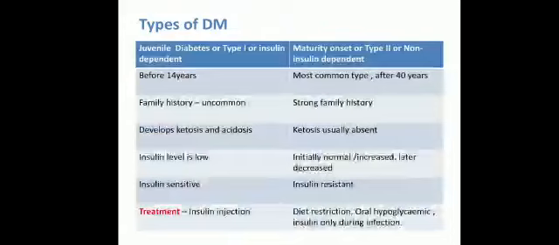Insulin levels are low in type 1 diabetes, whereas in type 2 diabetes, initially the insulin levels are normal or increased, but later the insulin levels drop. Type 2 diabetes is insulin resistant, whereas type 1 was insulin sensitive. The treatment for type 2 is diet restriction, oral hypoglycemics, or insulin only during infection.